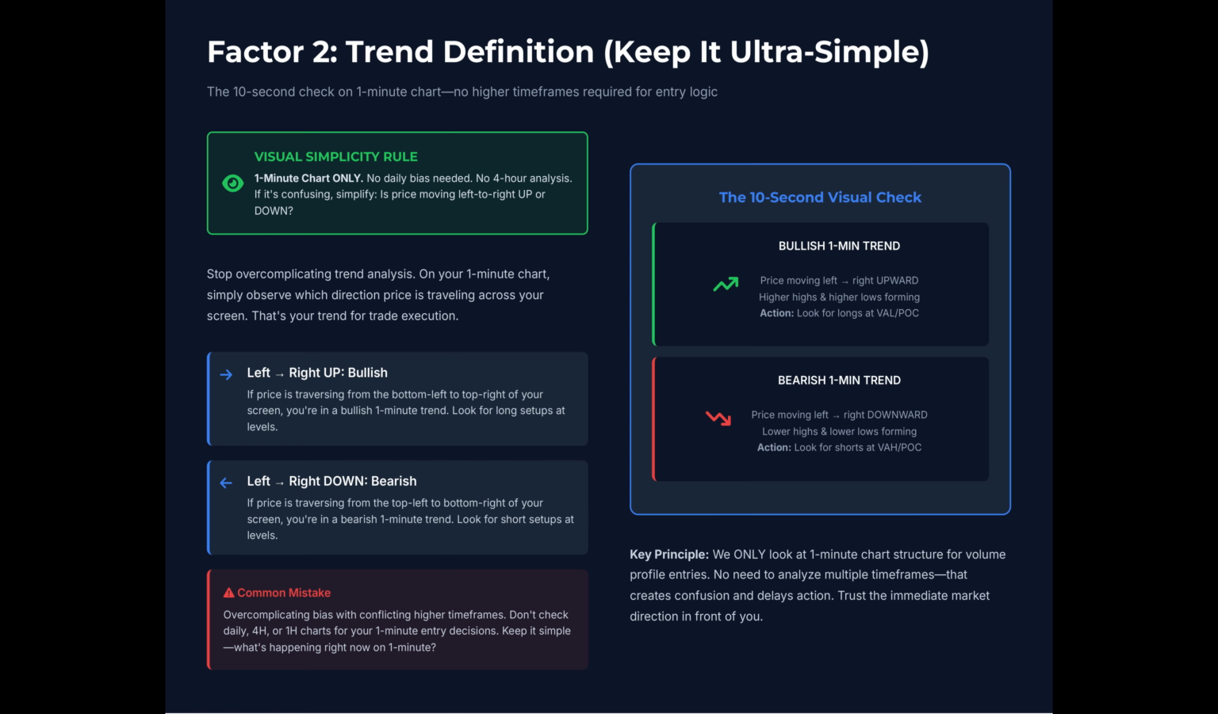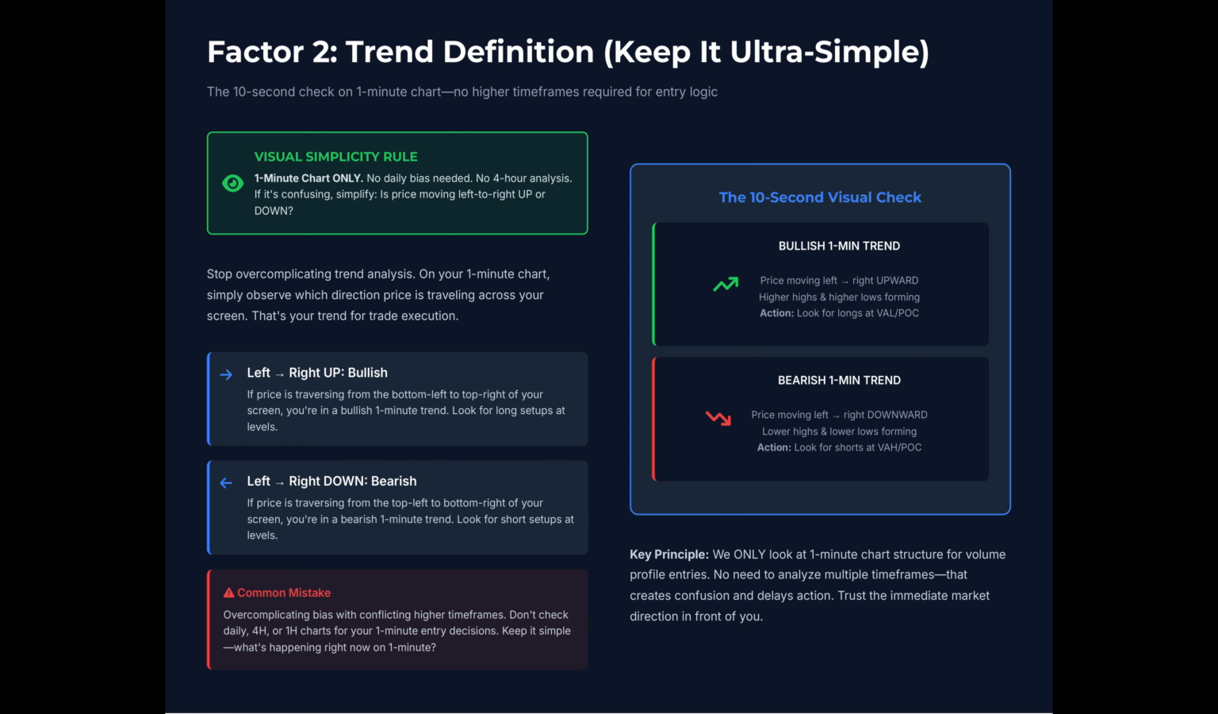Now let's connect this to scoring factor 2. If the 1-minute trend is aligned with your trade idea, you score 2 points. For example, you're looking to go long from the PDVAL, and your 1-minute chart shows higher highs and higher lows. Momentum is bullish. You're trading with the trend, 2 points. If the 1-minute trend is against your trade idea, you score 0 points.